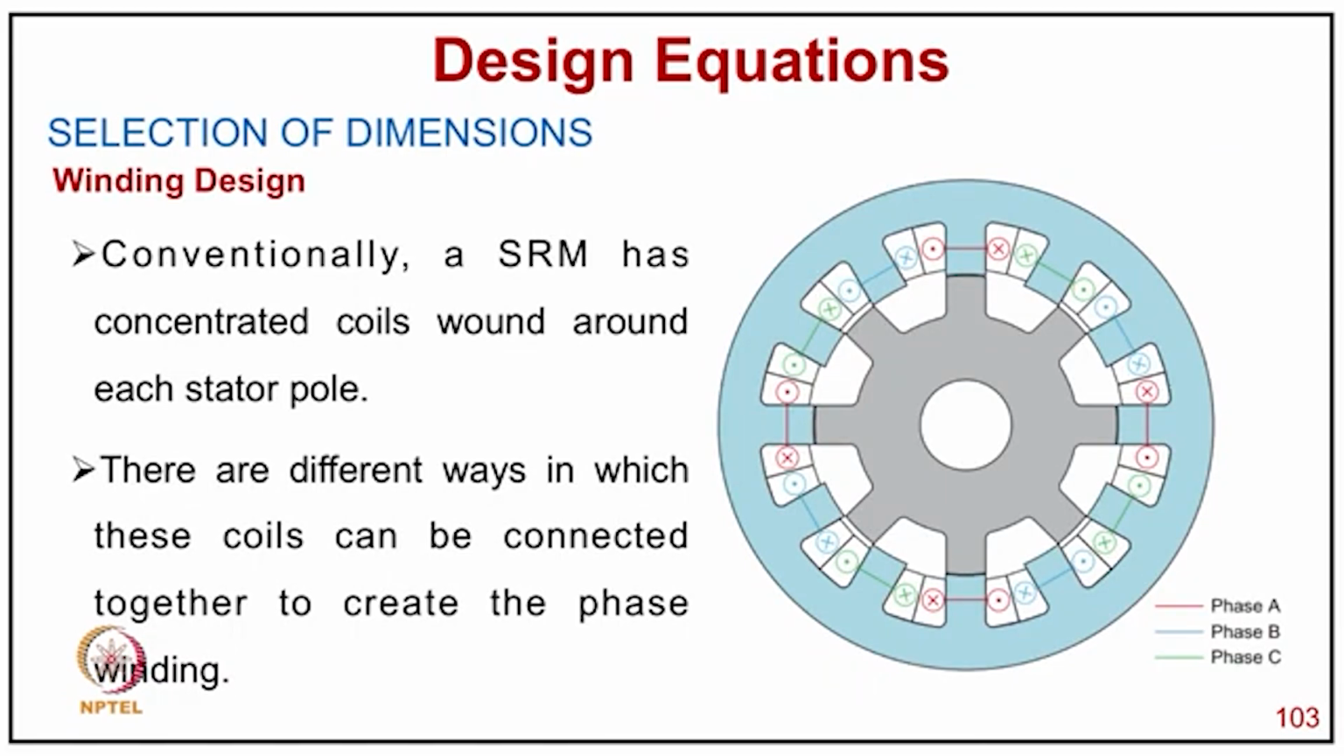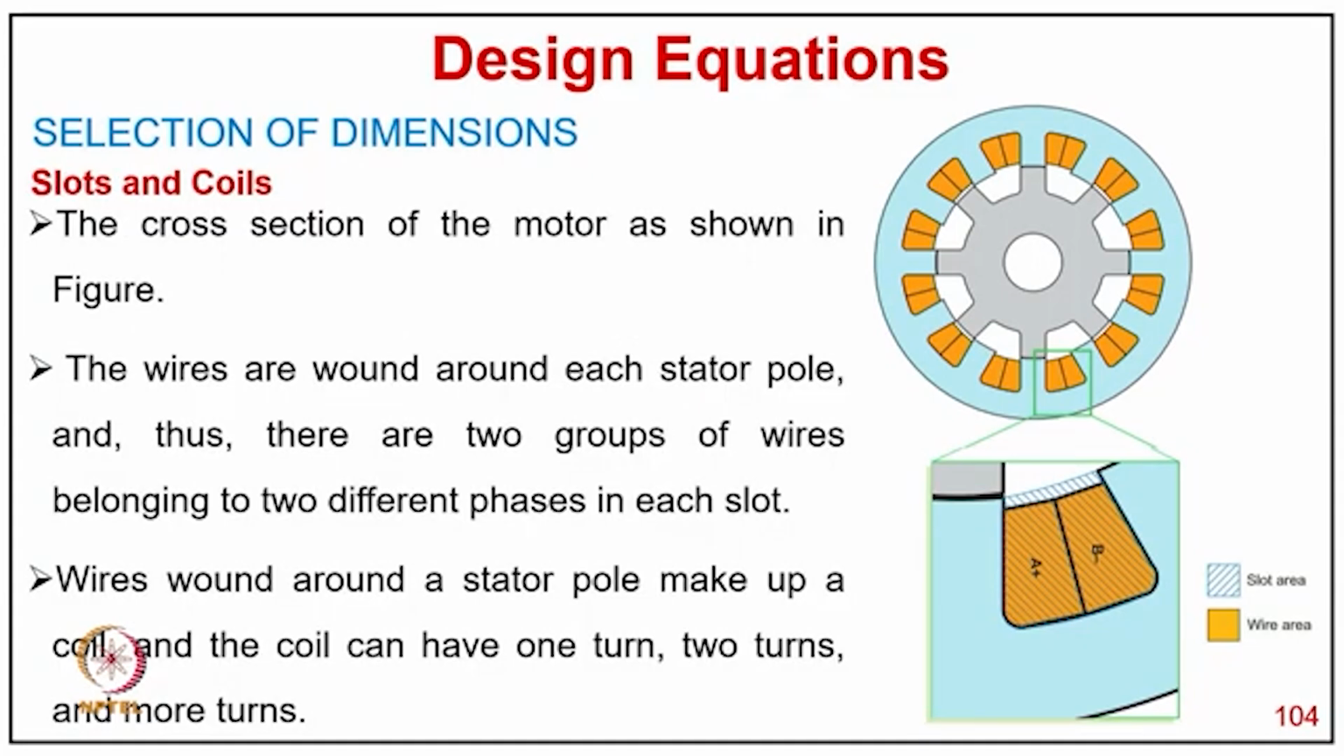Now coming to winding design, conventionally an ASRM has a coil wound around each stator pole. There are different ways in which these coils can be connected together to create the phase winding. The cross section of the motor with slots and coils is as shown in the figure, and the wires are wound around each stator pole, and thus there are two groups of wire belonging to two different phases in each slot. Wire wound around the stator pole makes up a coil, and the coil can have 1 turn, 2 turns or more turns.